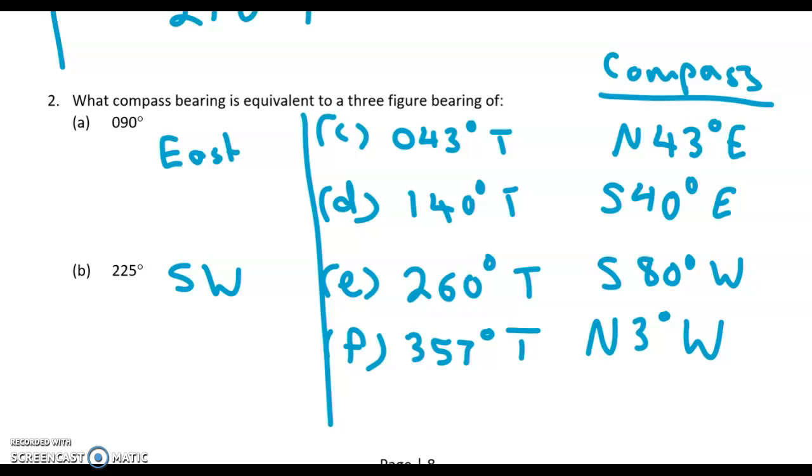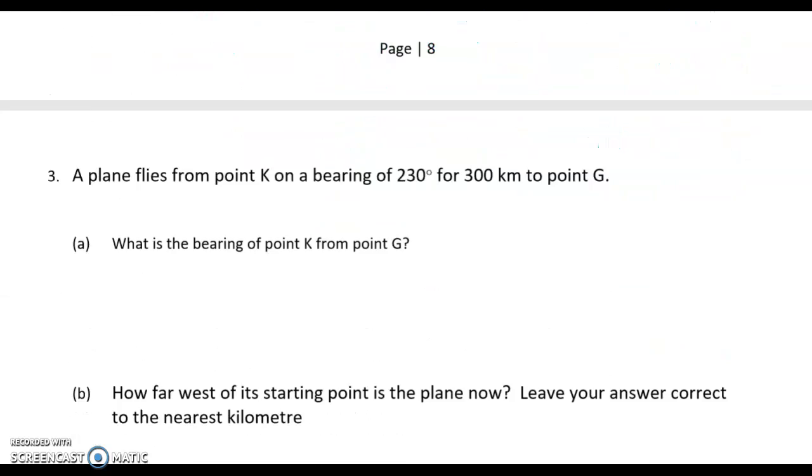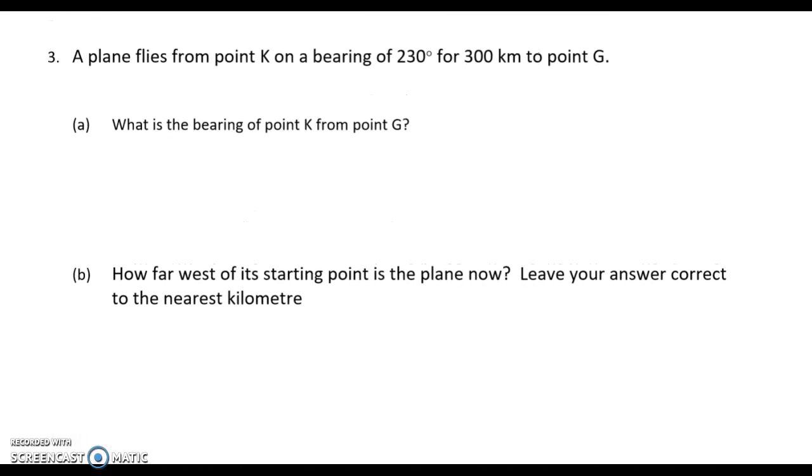Okay, so you should be able to figure out any of those true and compass bearings, and they're just needed when you're looking at problems involving bearings. Okay, so let's have a look at this problem. A plane flies from point K on a bearing of 230 degrees for 300 kilometers to point G.